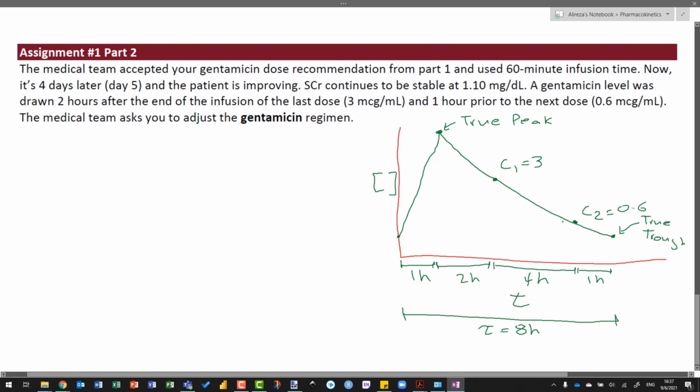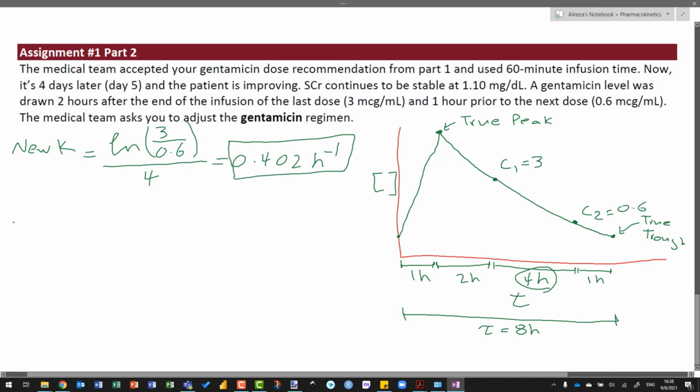The dose that we recommended previously, gentamicin 50 milligram IV every 8 hours, was from population kinetics. Now we're going to individualize because we have 2 levels from this patient, so we can calculate a new K, which is more precise for this patient. So you say ln of C1, which is 3, divided by C2, which is 0.6, and then this is divided by the time between the two, which we calculated to be 4. That gives us 0.402 in inverse hours. From now on, we're going to use this K for any calculations we do.